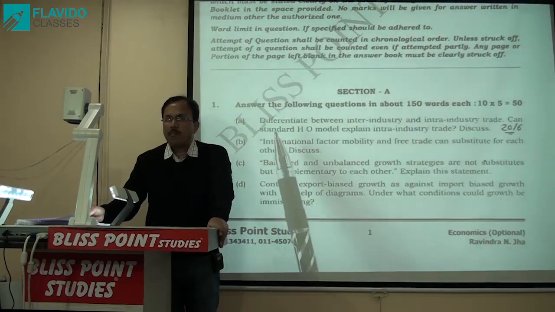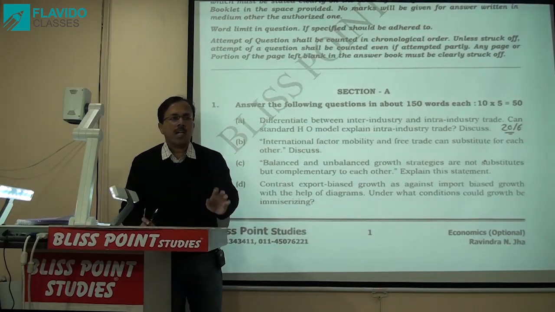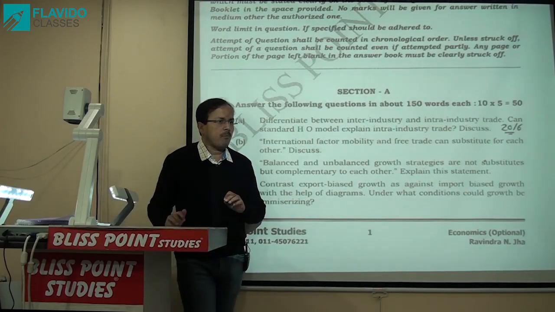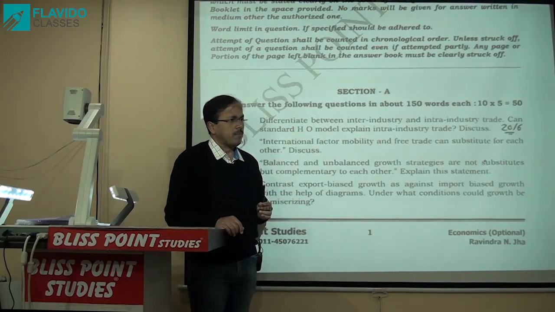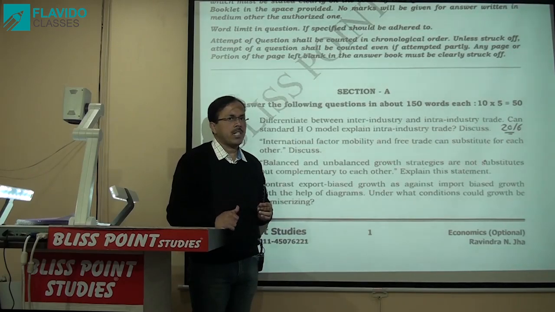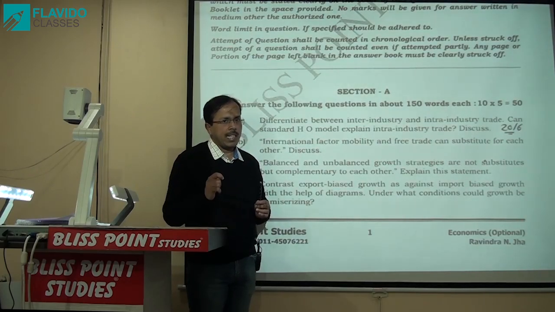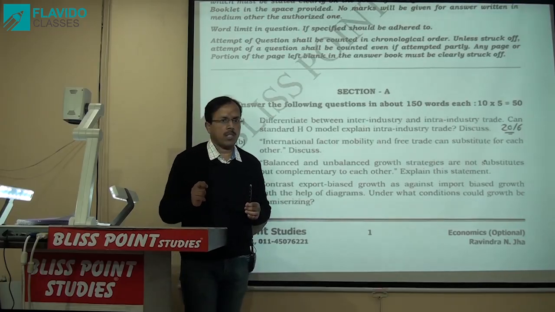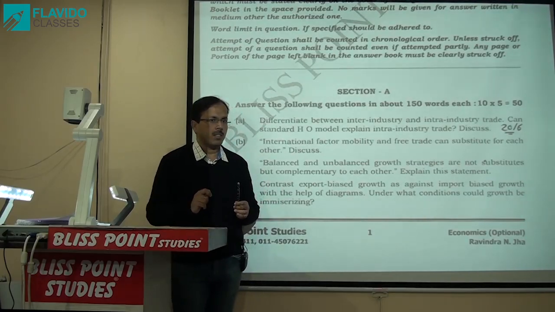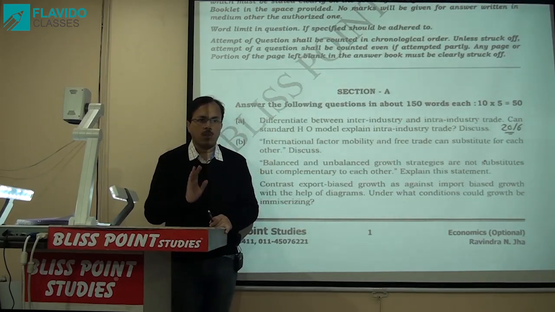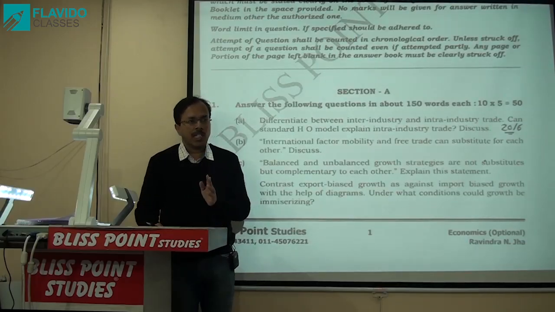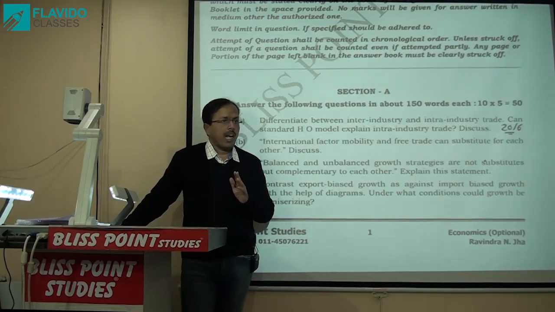Now after making that differentiation, you have to highlight certain points as well. Like for example, why inter-industry trade arises and why intra-industry trade arises. So why does inter-industry trade arise? Inter-industry trade arises mainly because of comparative advantage. If one country has comparative advantage in producing cloth, then that country will be exporting that cloth. So inter-industry trade is arising because of comparative advantage.